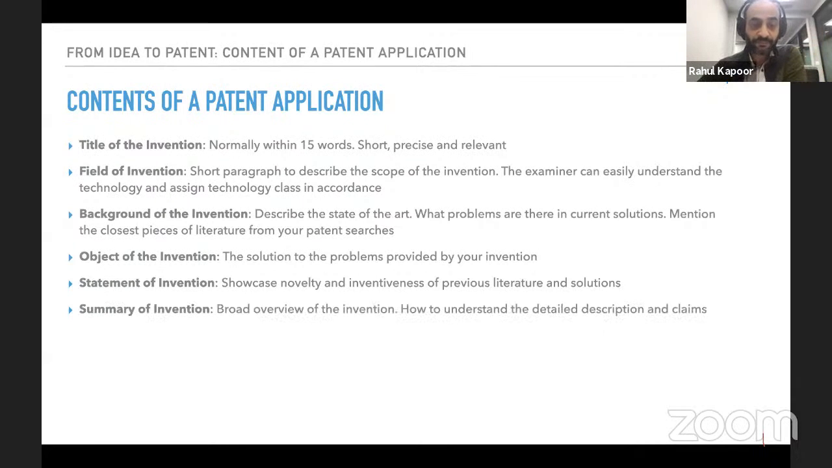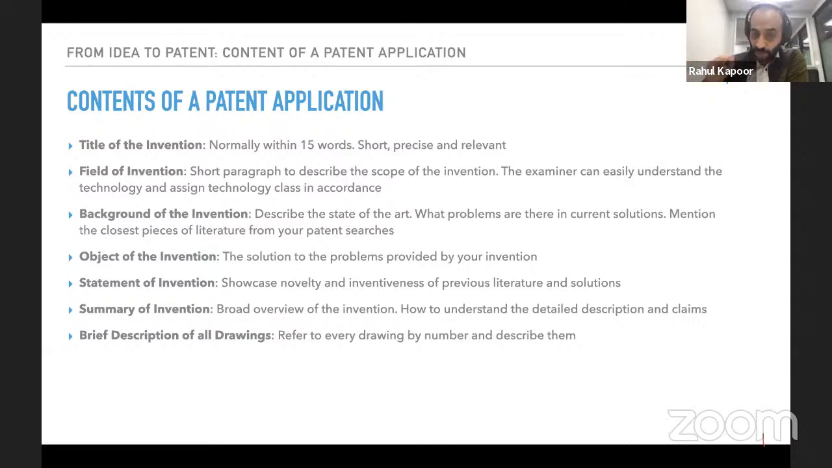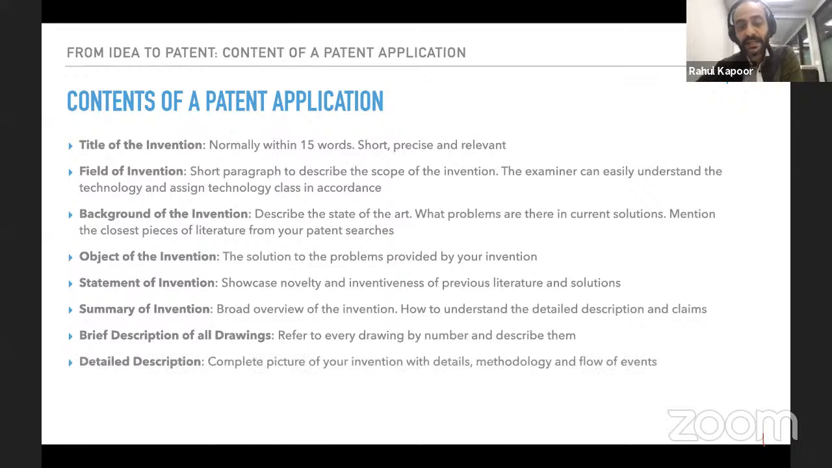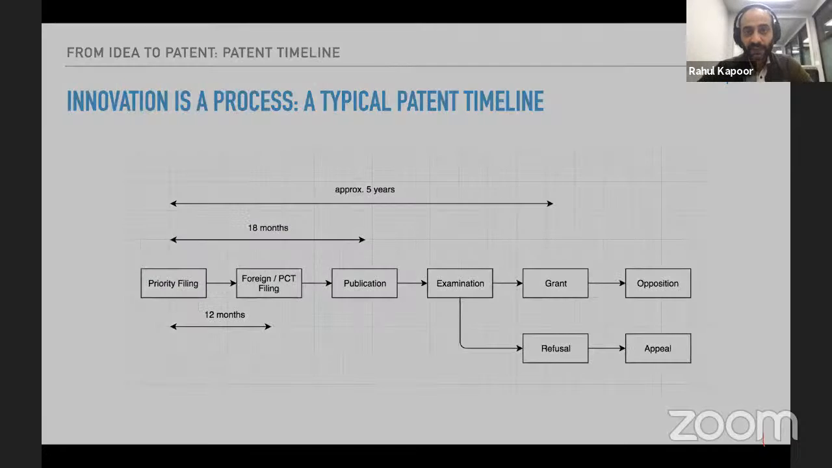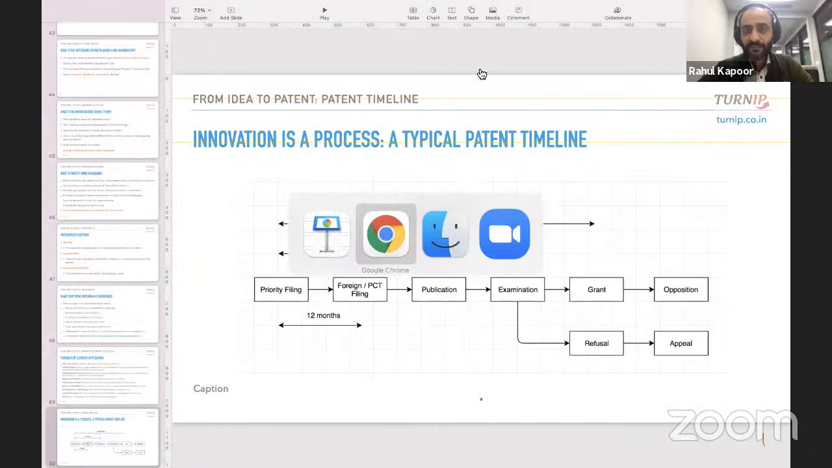Summary of invention, a description of all the drawings one by one. Suppose you have 5 drawings, each drawing one by one has to be described with a certain number, and a detailed description. So a complete picture of your invention with details, methodology, flows, flow of events, and so on. And of course, claims, which you will usually write with the help of a patent agent or a patent attorney. They write the techno-legal text that defines the scope of the protection, which, like we mentioned earlier, is one of the most important parts of the invention. So I'll show you a bit of timeline and some forms and procedure.